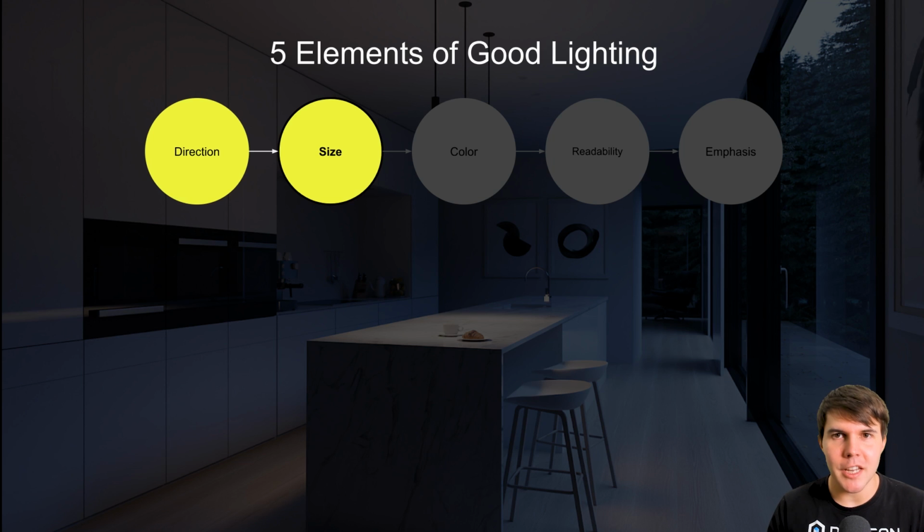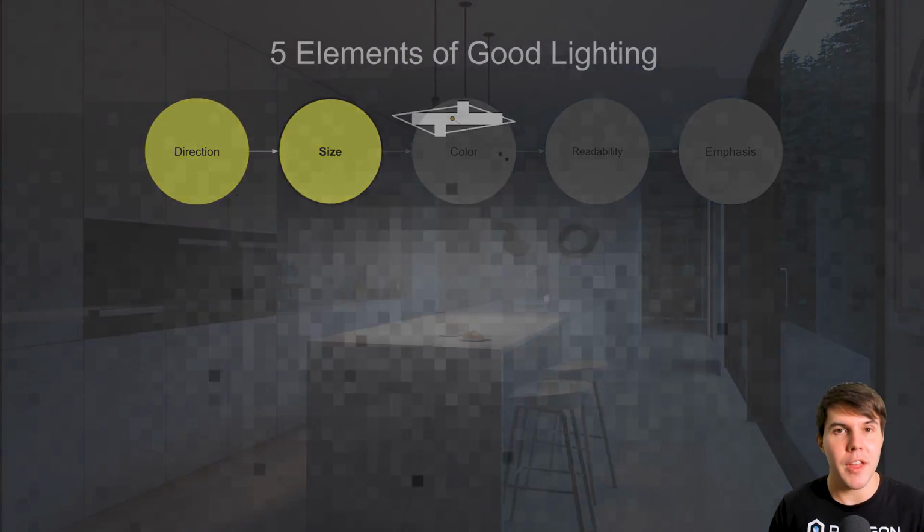Understanding light size is one of the simplest, yet can be one of the most effective things you can learn when it comes to lighting. So when I talk about light size, I'm talking about the physical size of the thing that is emitting light.